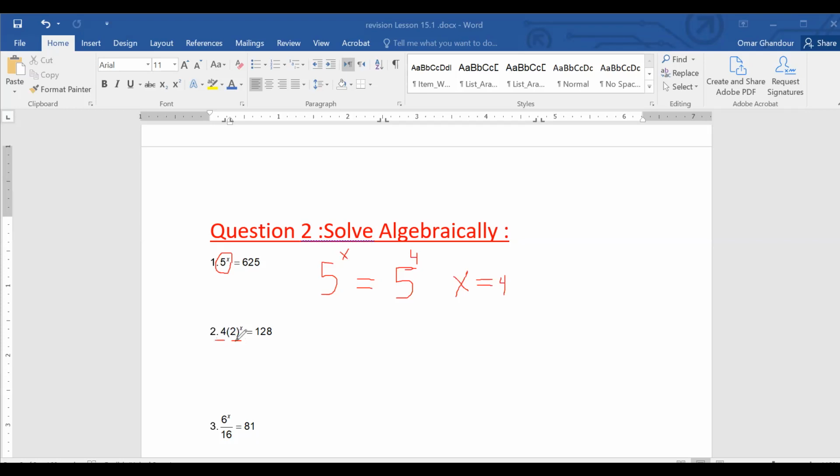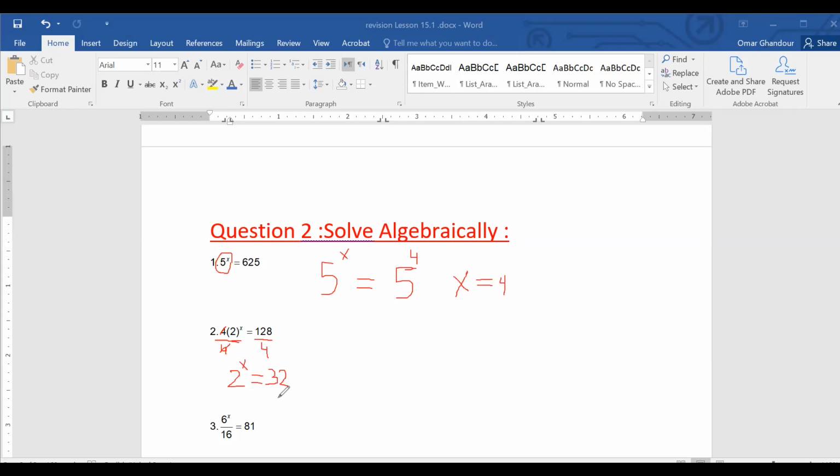Let's divide by 4 and divide by 4. First of all, I have to isolate the power alone. So that's why I divide by 4. What will happen here? 4 cancels 4. And here, 128 divided by 4 is 32. So I found that 2 power x is equal to 32. And now, as I told you, I have to change the 32 into 2 to the power of something.